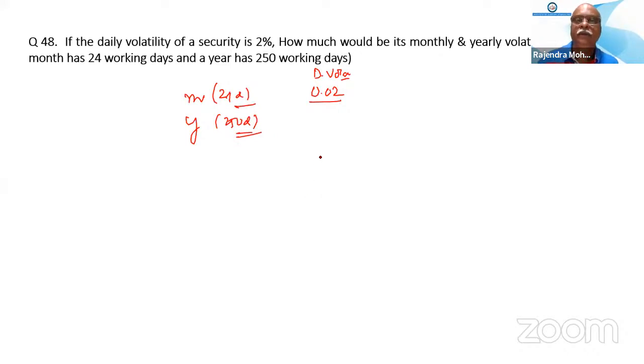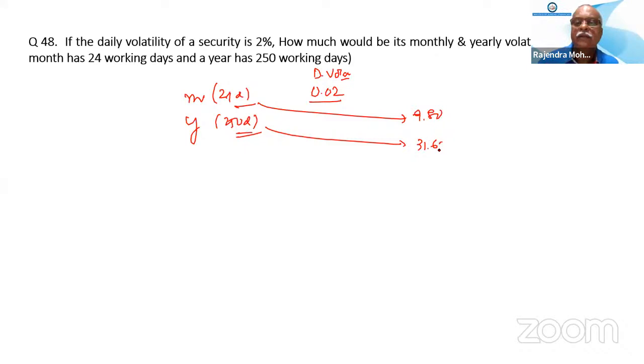Monthly 9.79. Okay, monthly is coming 9.80. Okay, and yearly 31.6.